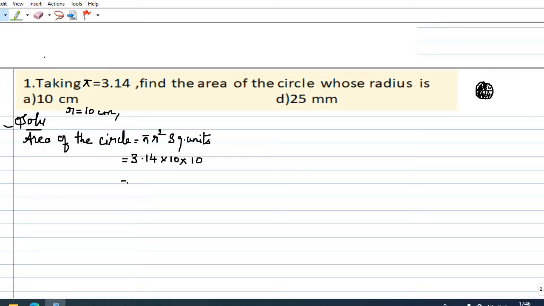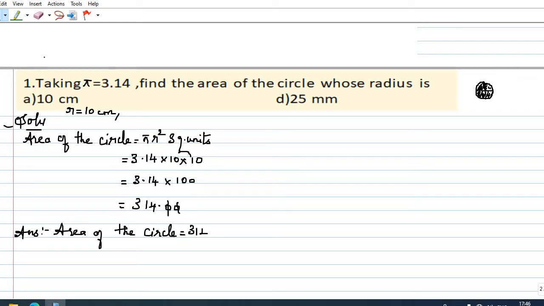So listen children, 3.14 into, first you multiply these 10s, which is what? 100. So 3.14 into 100 is what? 314. The 2 zeros, you can just cancel the zeros. Can you clear this? Now write the answer. Area of the circle is equal to 314. What is the unit given there? Centimeter square you are going to write.